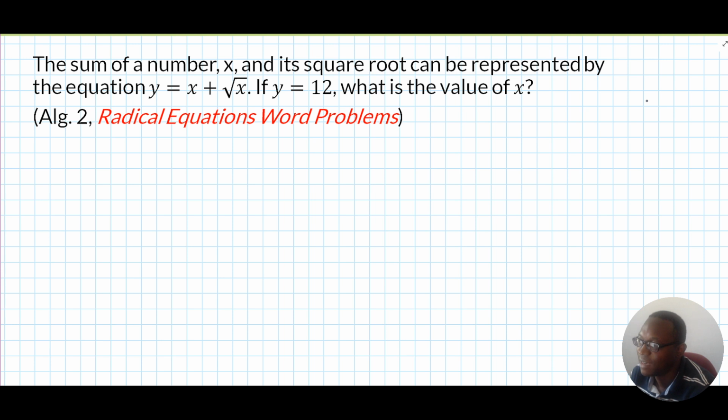So this is testing several things. It's testing your understanding of radical equations, how to solve radical equations. It's also going to test your understanding of quadratic equations, and also how to test your answers to make sure that the answers you get actually match up with the question.